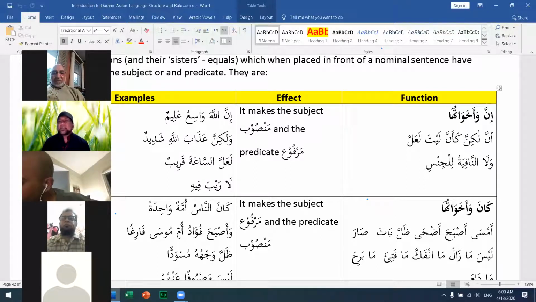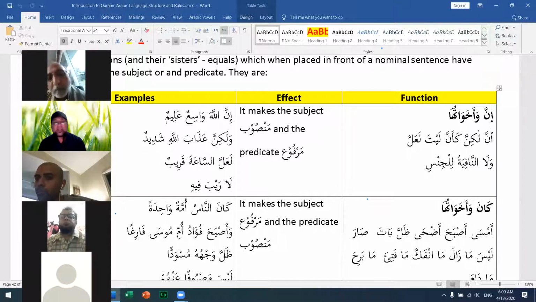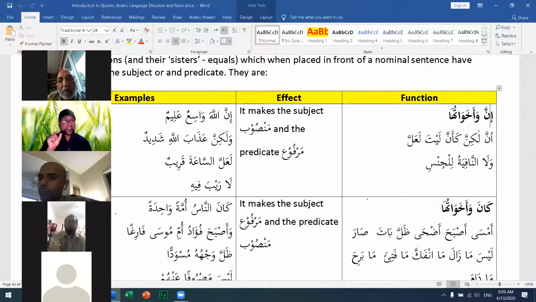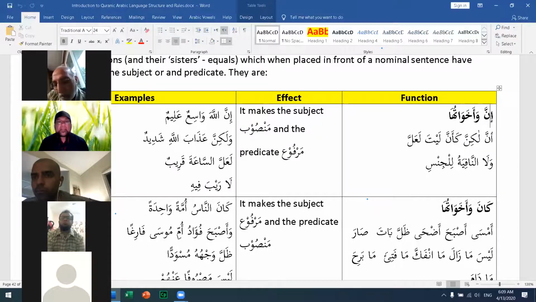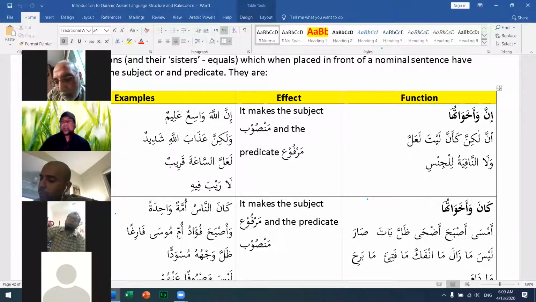That Inna and her sisters, the sisters are Anna, Lakinna, Ka'anna, Layta, La'alla, and La Anafiyatu lil-Jins, and we went through all of those. They make the mubtada mansub with a fatha. And by the way, saying with a fatha is just an example because there are many alamat nasb. But that's the base. That's in most cases. They make the mubtada mansub and they make the khabar marfu'a. We finished that last week.